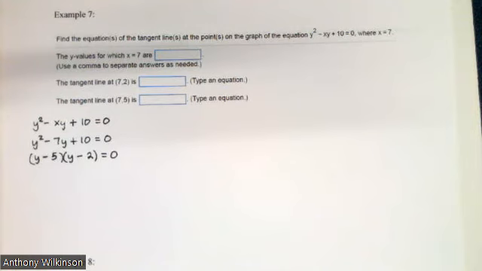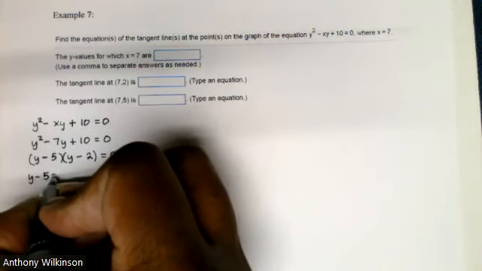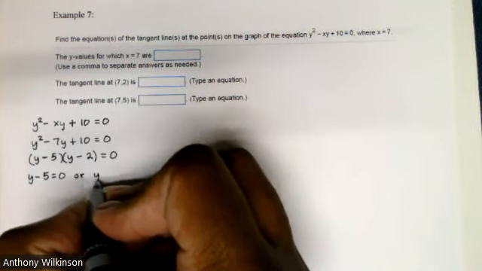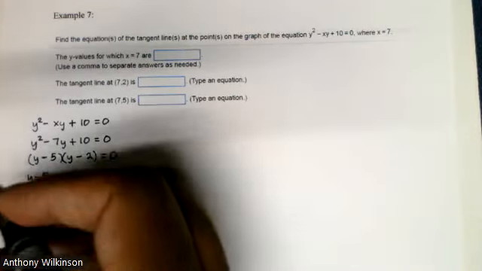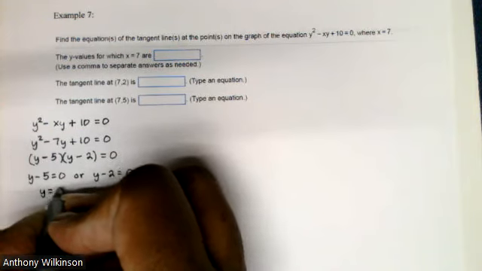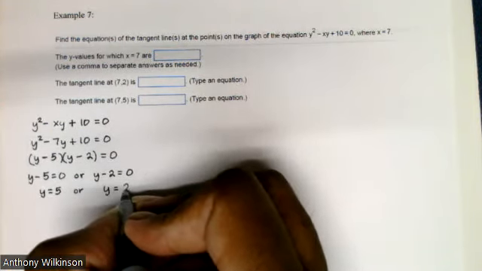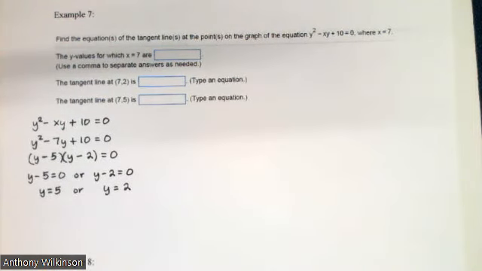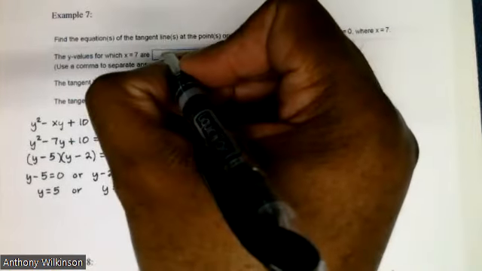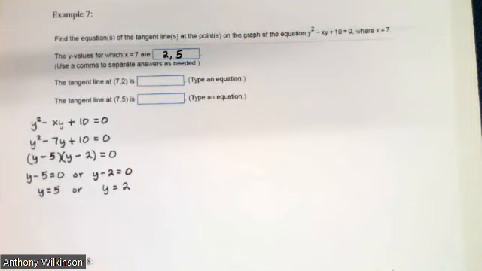Then we set each binomial factor equal to 0. So that means y minus 5 is equal to 0, or y minus 2 is equal to 0. And if y minus 5 equals 0, that means y is equal to 5. Or for y minus 2 is equal to 0, that means y is equal to 2. So the y values for which x equals 7 are going to be, and I can put this in numerical order, 2 and 5.